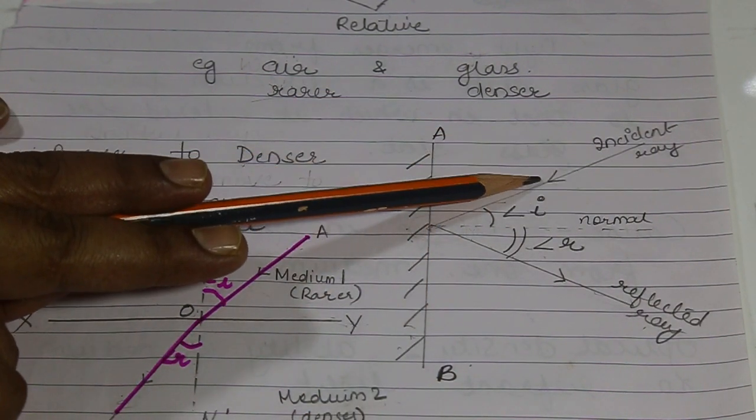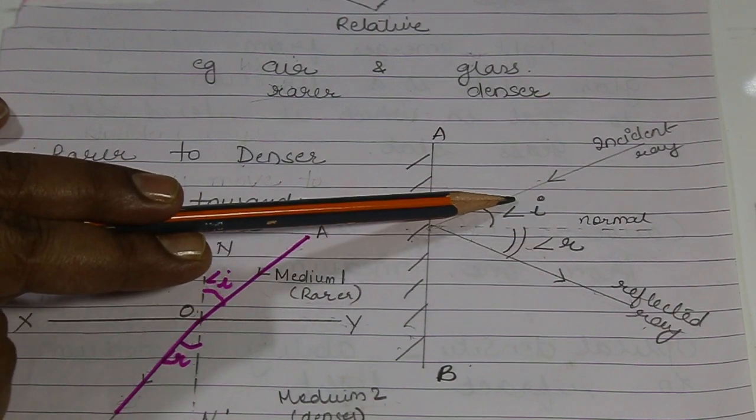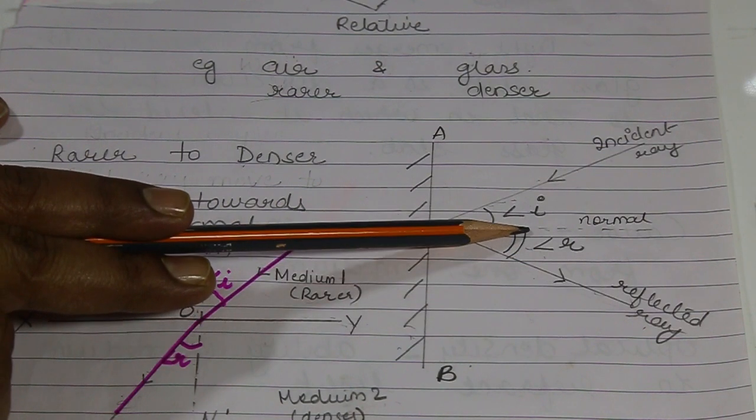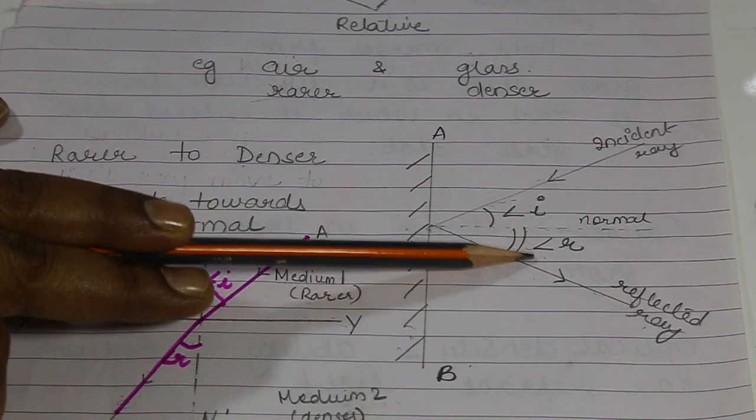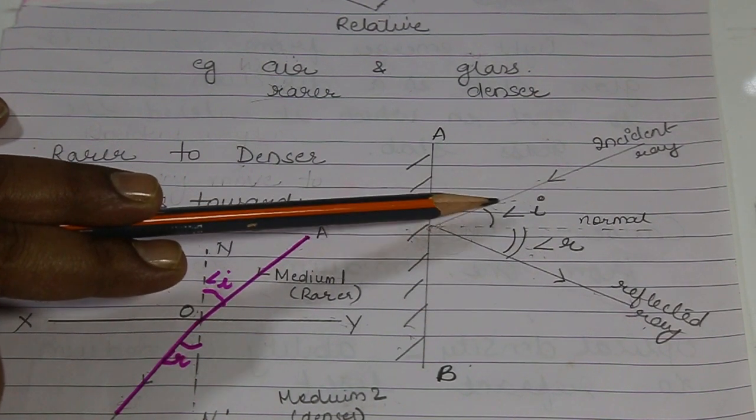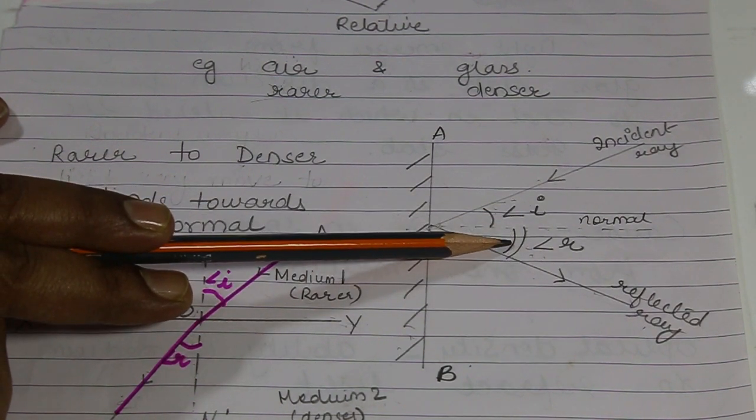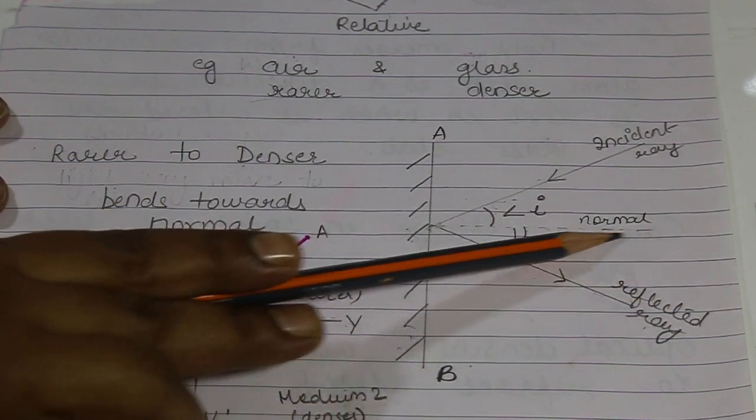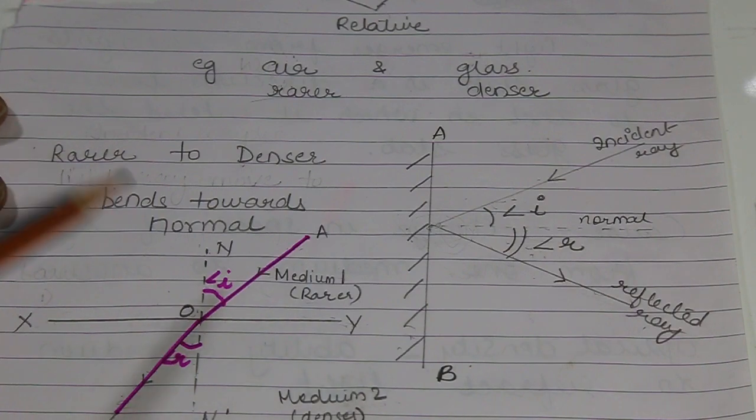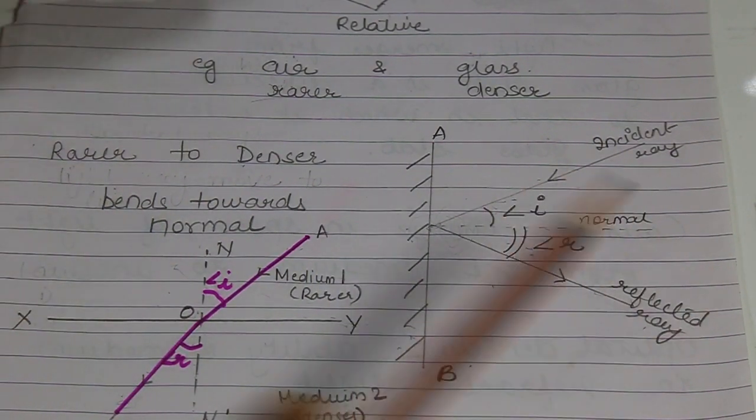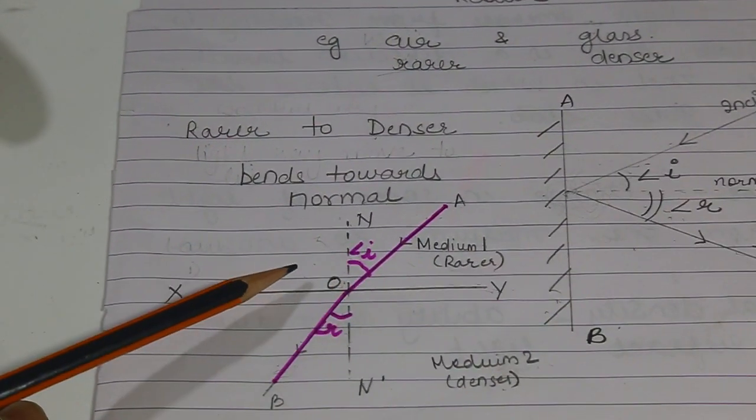The angle between the incident ray and normal is called the angle of incidence. The angle between the reflected ray and normal is known as the angle of reflection. The law of reflection states that the angle of incidence is always equal to the angle of reflection. Also, the incident ray, reflected ray and normal all lie on the same plane. But this was a case in a single medium. Now what if the medium changes?